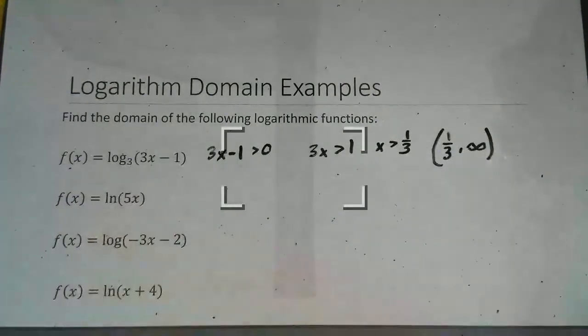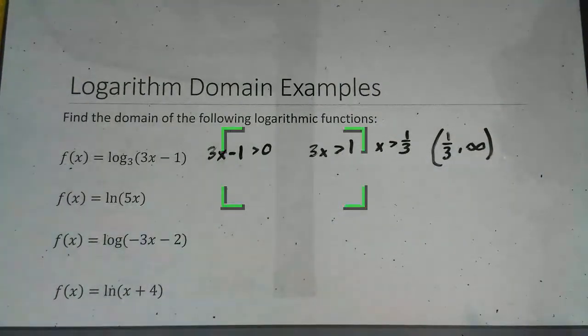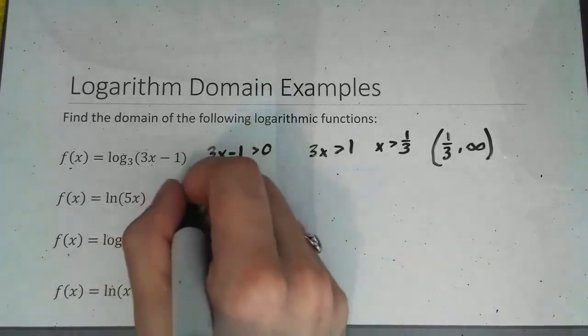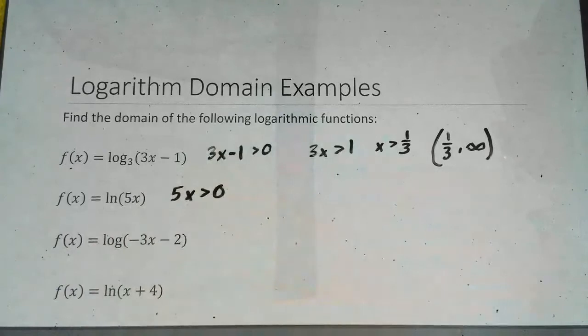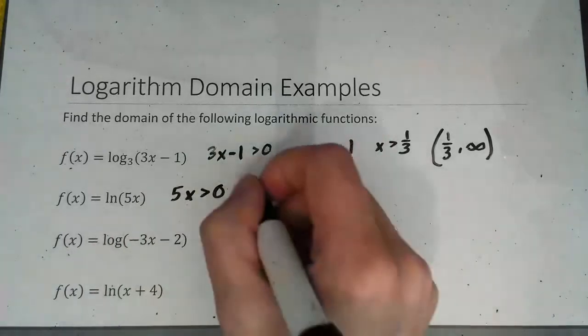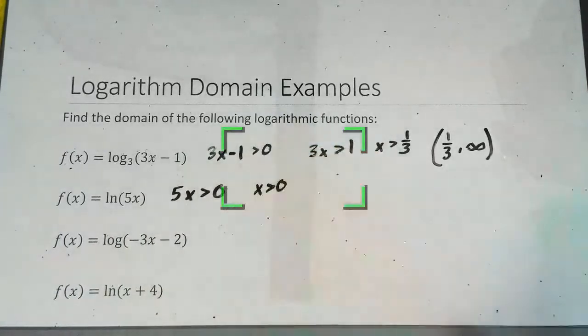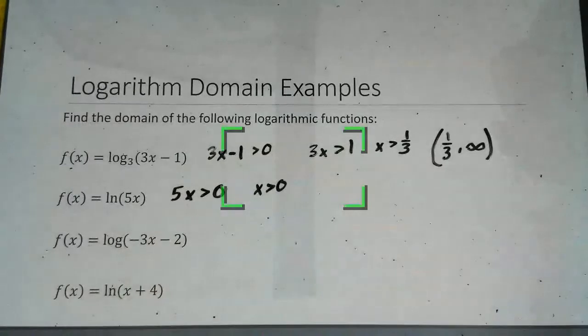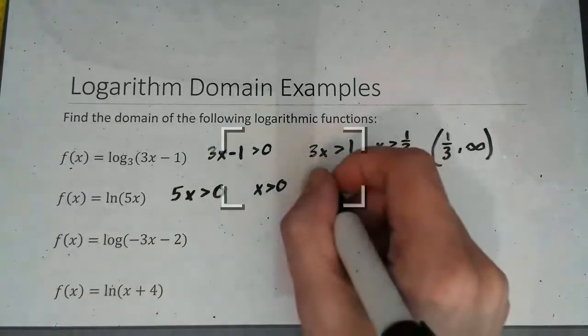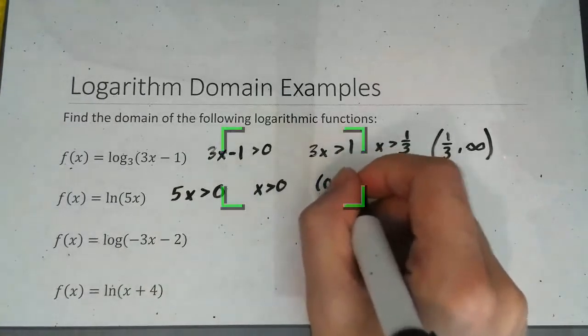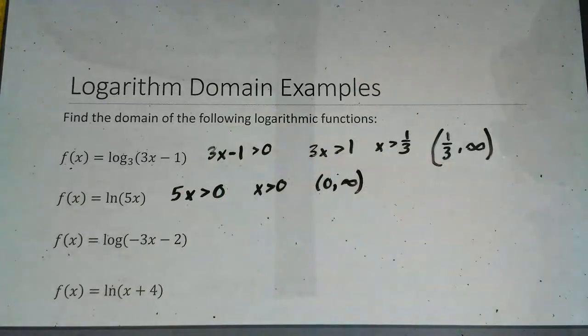Next up, we're looking at the natural log of 5x. I don't care about anything except that argument if I'm trying to find the domain. I need that argument, 5x, to be greater than 0. If I divide both sides by 5, I get that x has to be greater than 0. So in that case, I'll have 0 to infinity. So any positive number can be plugged in.